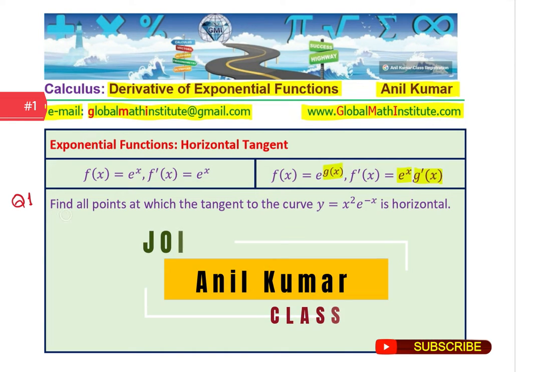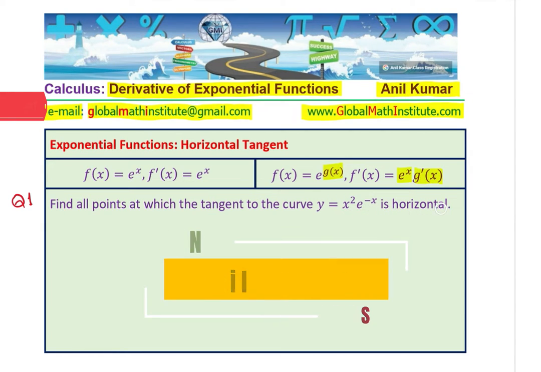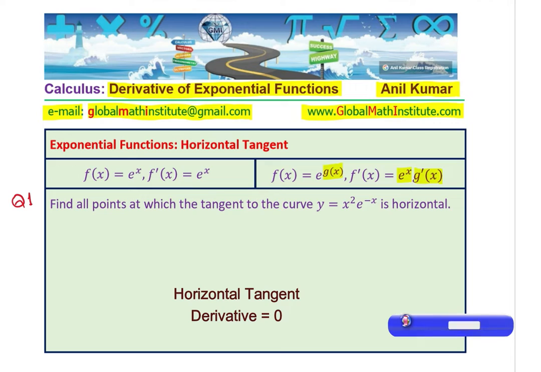Now, the question here is to find all points at which the tangent to the curve y equals x squared e to the power of minus x is horizontal. It really means what? Horizontal tangent means the derivative is 0. Keeping that in mind, we can easily solve this question.